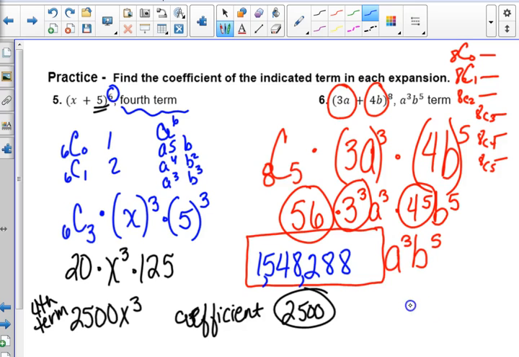And that was the coefficient that they wanted, because in the direction it just said the coefficient. I think on the quiz I just put find the term. Okay. So that you could just do the whole term and it kind of made sense.